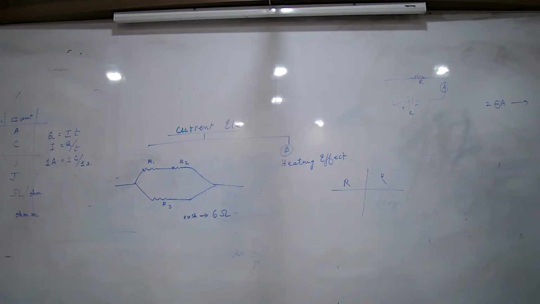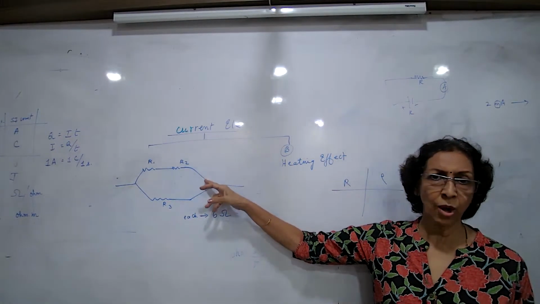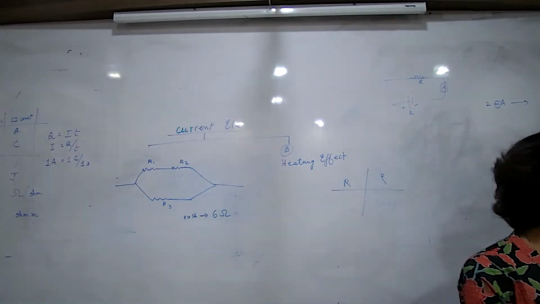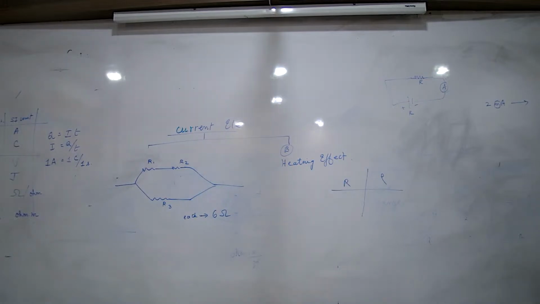This is in series and parallel. This is a combination of series and parallel. I'm asking you what is the effective resistance. Remember the formula? RS is R1 plus R2 plus. If it is in parallel, it is equal to 1 upon R, 1 upon R. So you should recognize what is in series and what is in parallel.